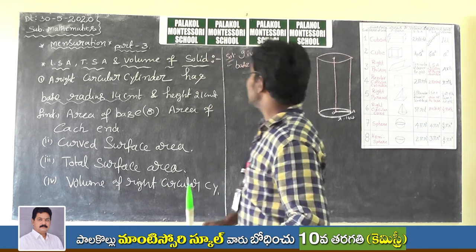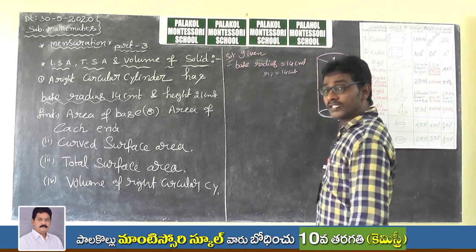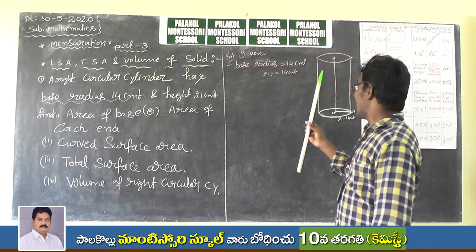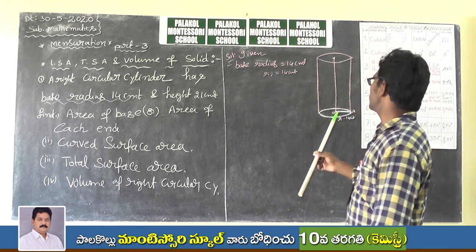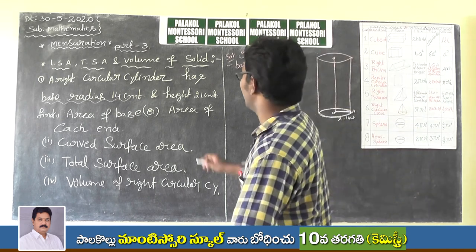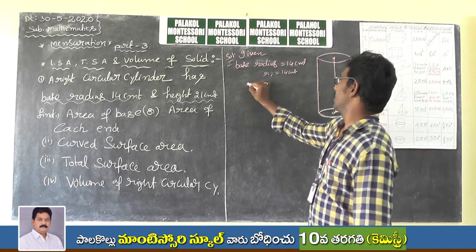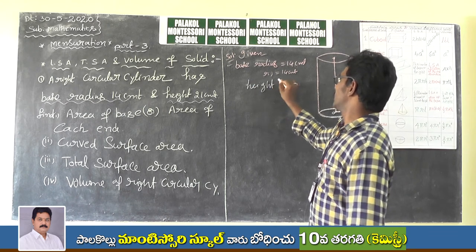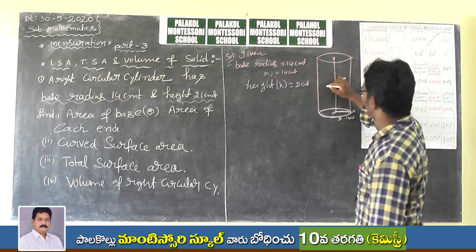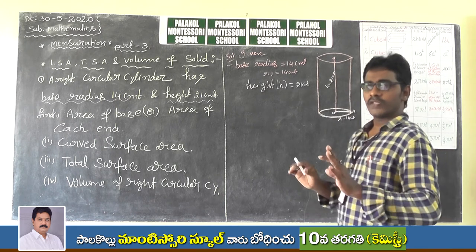r is equal to 14 centimeters. Already we know this is the height. Why is it called the height? It is the axis of the cylinder, and this axis is perpendicular to the base, so it is called the height of the cylinder. That is also given in the sum. You check it: height is equal to 21 centimeters. Write it shortly, h is equal to 21 centimeters. That is the given information.